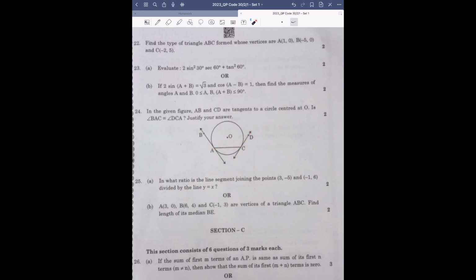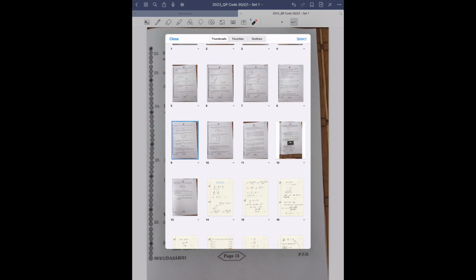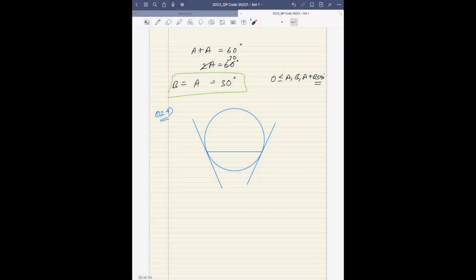We need to say yes or no, and whether we say yes or no, we need to justify our answer to get those 2 marks. So because a circle is involved, the first thought or approach should be, is it a circle theorem question? And you only have 2 theorems. As I told you before, there was one question before with a circle theorem. Let me label it for better understanding.